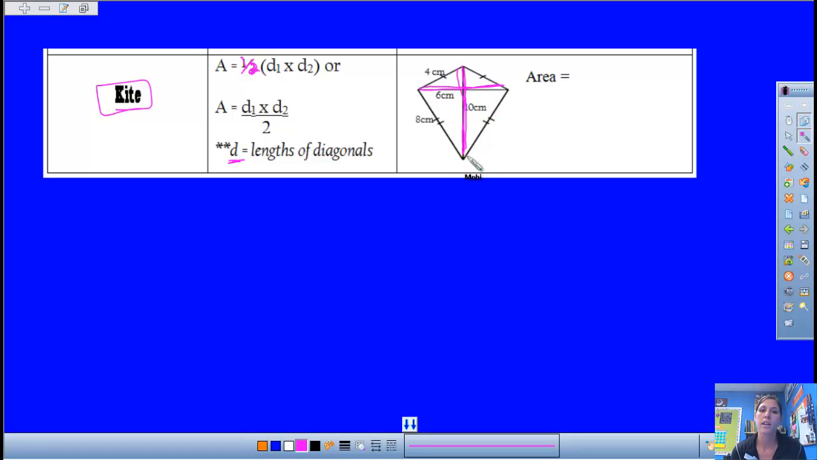In this kite, it's kind of hard to see, but the measure of this diagonal is 10. So we're going to do 1/2 times 10 times our other diagonal right here, which would be 6. So we're going to do 1/2 times 60, or 60 divided by 2, which equals 30 centimeters squared.